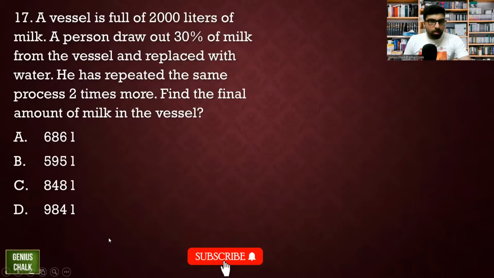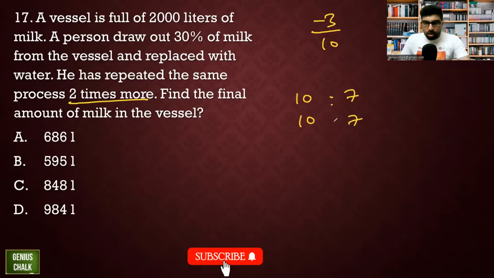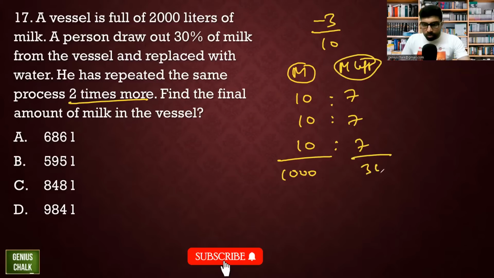All right, 17th question. 30% of milk is replaced with water, 2 times more operation is done. Let's solve it. So 30% means 3 by 10. So if original is 10, 3 subtracted, 7 is left, and it is done 2 more times, so total is 3 times. So actually I had 100, which was pure milk. This is milk left, right? Now this is 343.